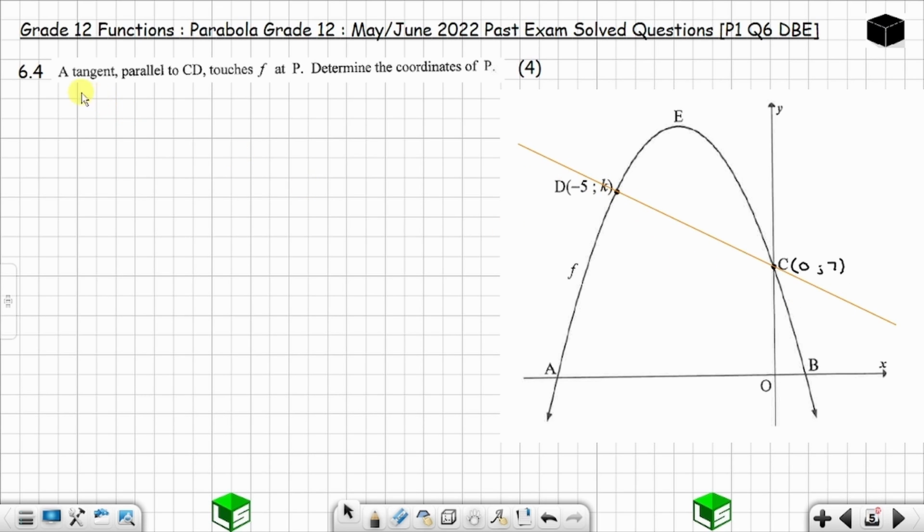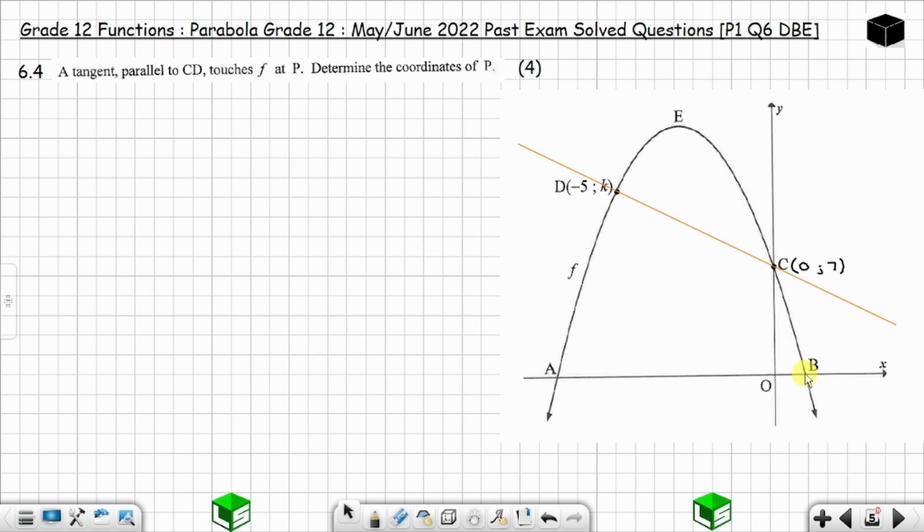We are told that there is a tangent which is parallel to CD. So this is CD and the tangent is parallel to the line CD. Okay, and the tangent touches F at P. So this is the graph of F. The tangent is touching the graph of F at P. Now the question is to determine the coordinate of P. P is the point of contact between the tangent and the parabola, or between the tangent and the graph of F. The graph of F is a parabola.